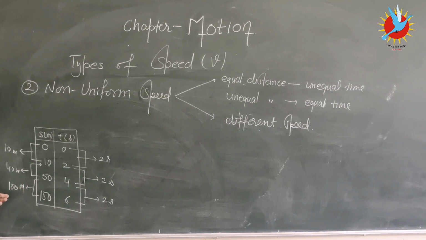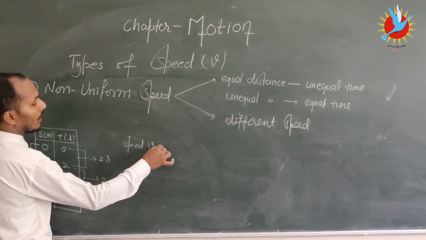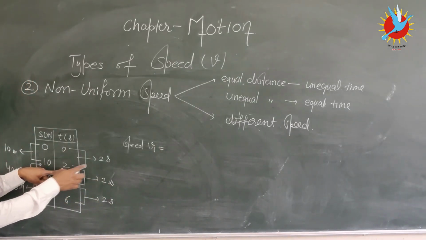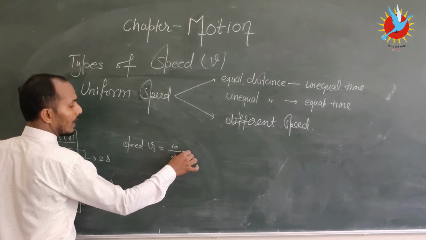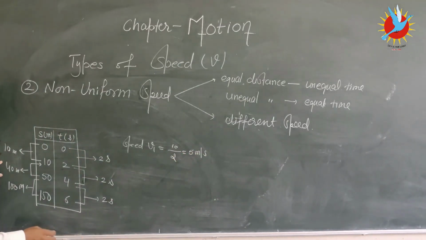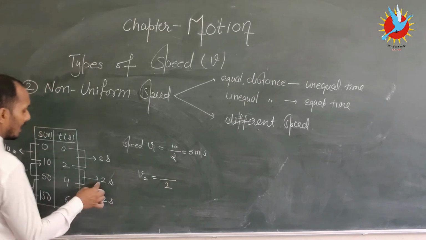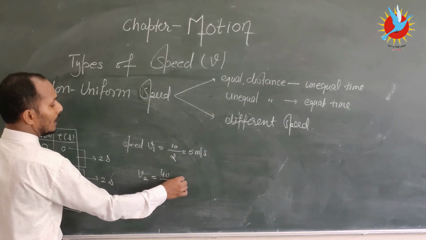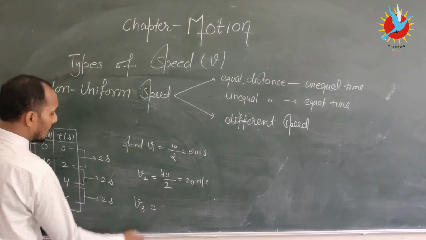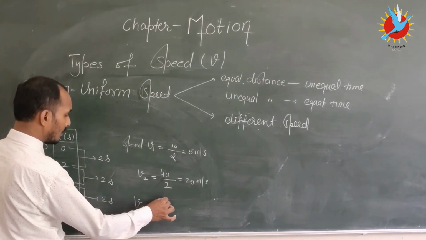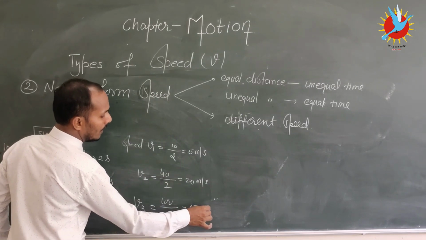So the speed in the first interval of 2 seconds, with distance 10, is 5 meters per second. In the next case, the time interval is 2 seconds but it covers 40 meters, so the speed is 20 meters per second. In the next case, V3, in 2 seconds it covers 100 meters, so its speed is 50 meters per second.